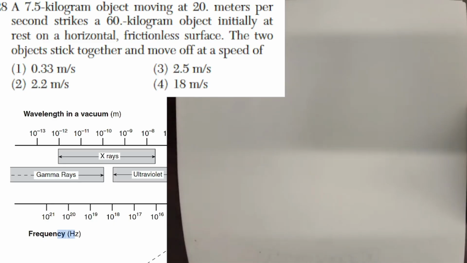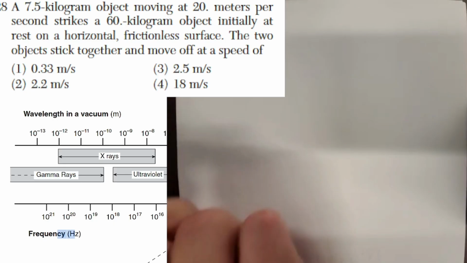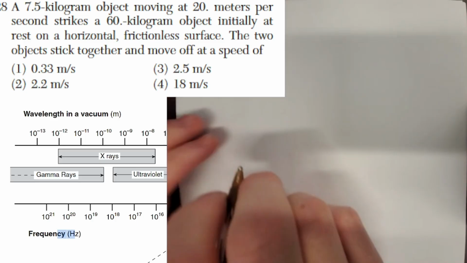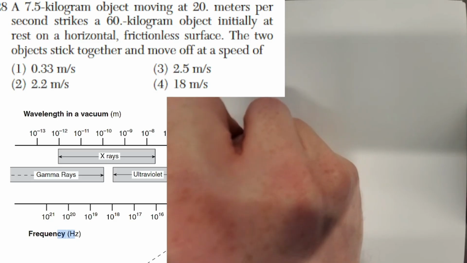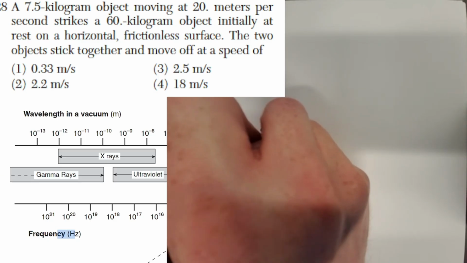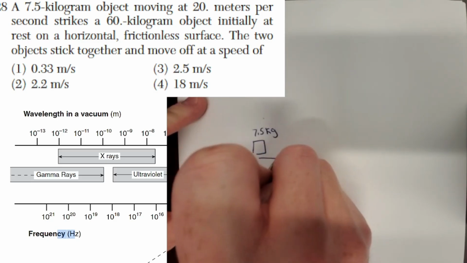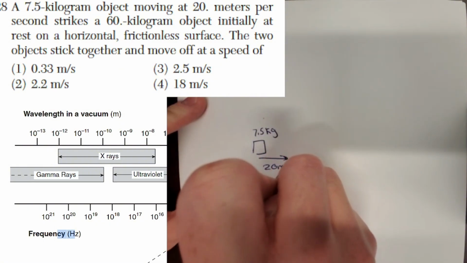Elastic, think they bounce. A 7.5 kilogram object moving at 20 meters per second. So let's draw that out. We have, this is 7.5 kilograms, and it's moving at 20 meters per second.